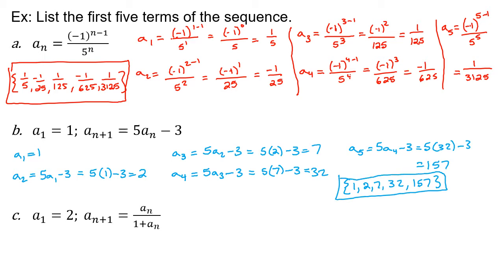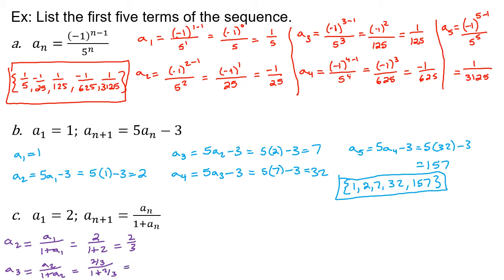And you might be thinking, oh, this isn't too bad at all. I could definitely do this. I will say this is the easiest section of all of them, so don't jump the gun too quick. And C works just the same way as B does. I know a sub 1 is 2, so a sub 2 would be a sub 1 over 1 plus a sub 1, or 2 over 1 plus 2, which is 2/3. A sub 3 would be a sub 2 over 1 plus a sub 2. So this one comes out not quite as nice. This is 2/3 over 1 plus 2/3.